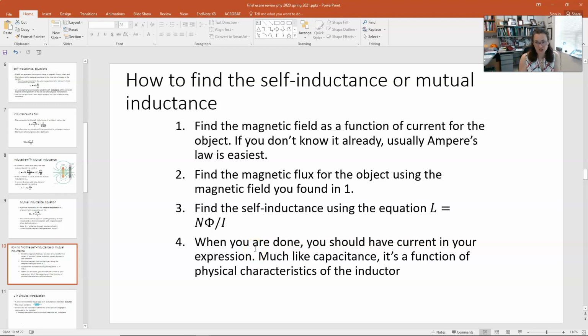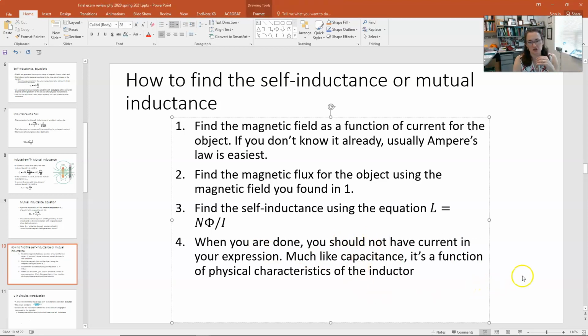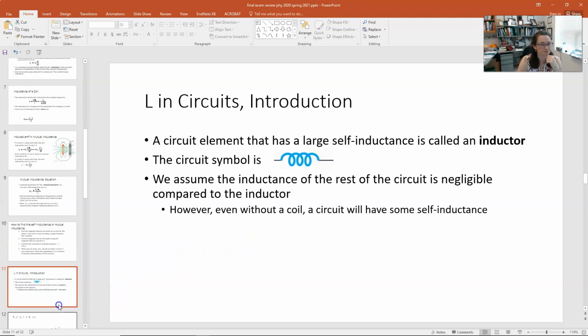When you're finished, you should not have current in your expression. And that's because, much like capacitance, it's a function of physical characteristics of the inductors, but not on the current.